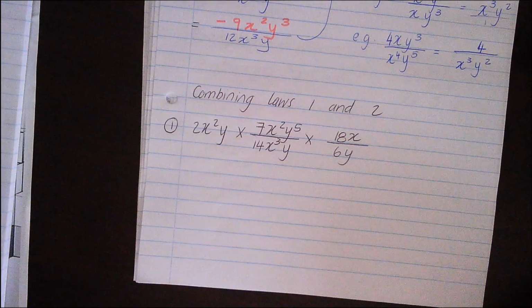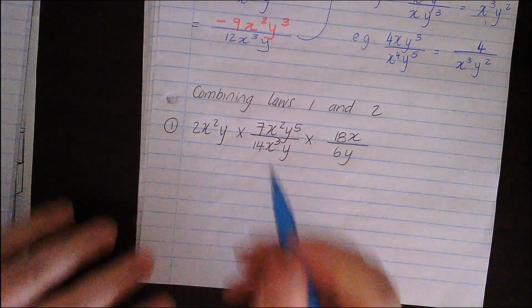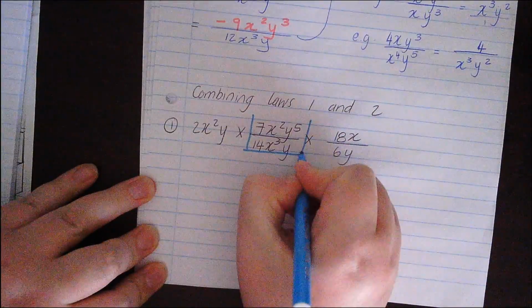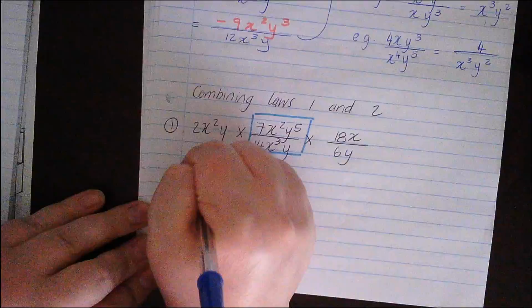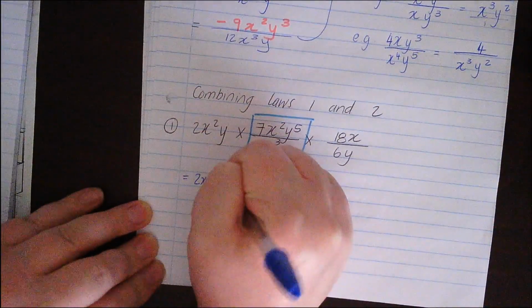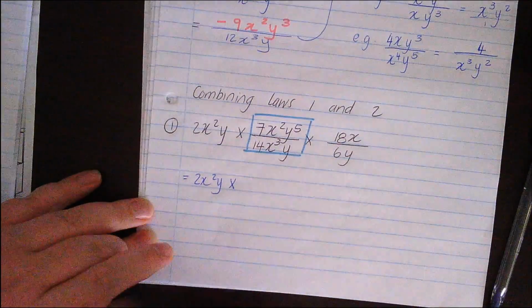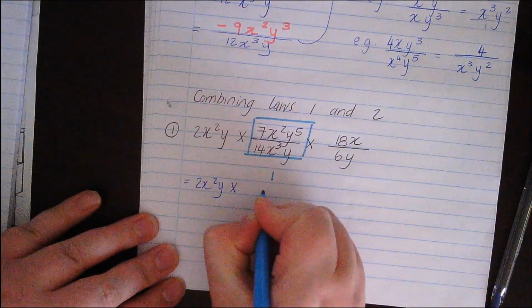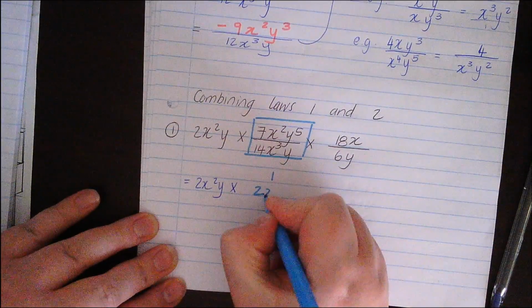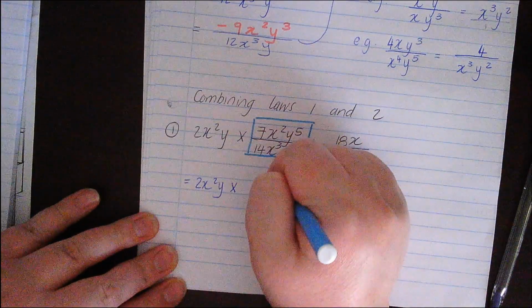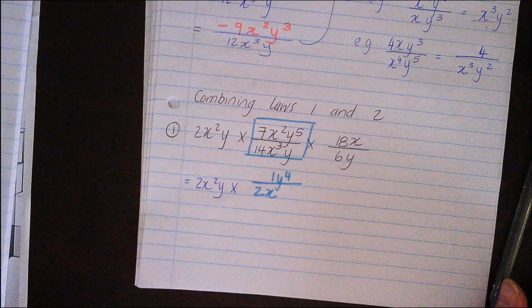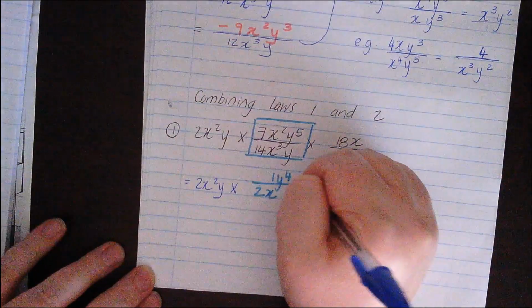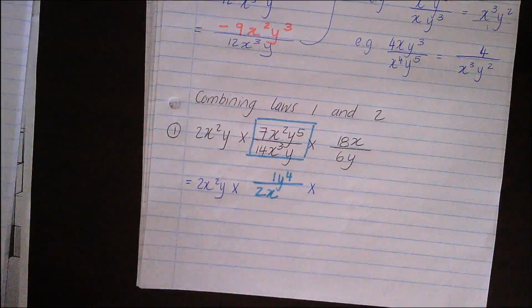Alright. Let's look at a combination of law 1 and 2. Okay, what I'm going to do is I'm going to simplify each fraction on its own first. Okay, so we have 2x squared y multiplied with 7 over 14 gives me a half. Between the x's, the bottom one is bigger by 1. Between the y's, the top one is bigger by 4. I'm doing this very quickly. You need to practice this very well before you start combining them.